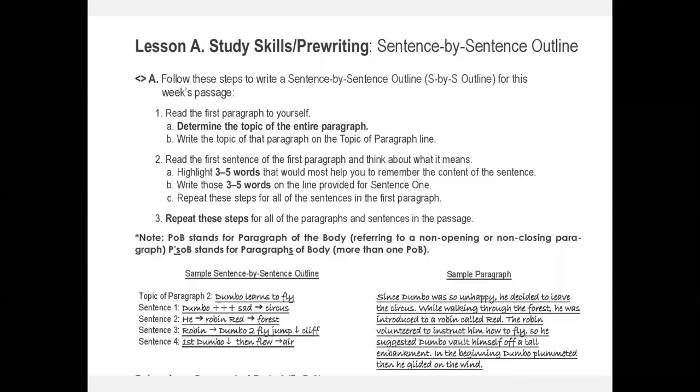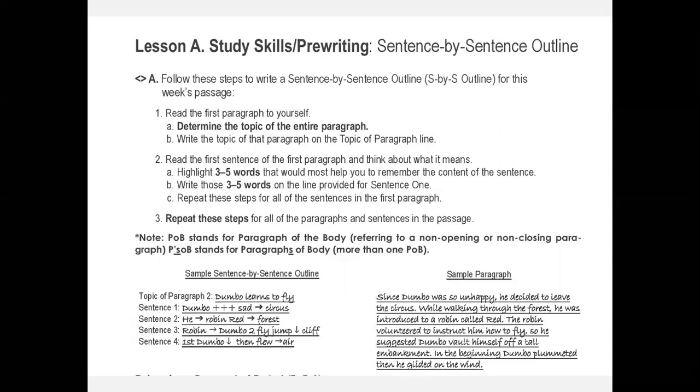All right, so then you want to determine how many words you're going to let them use per sentence when they outline. Okay, so I'm at lesson A at the top here, study skills pre-writing. You want to determine how many words you're going to allow them to use when they outline. Again, keeping in mind that keeping the number of words short will help them to not plagiarize.